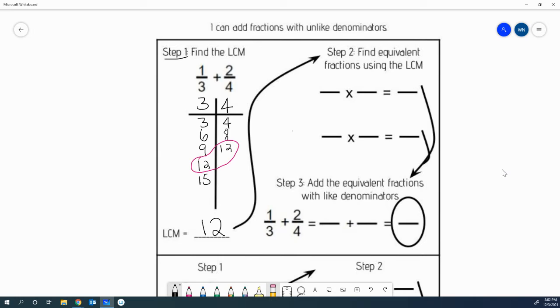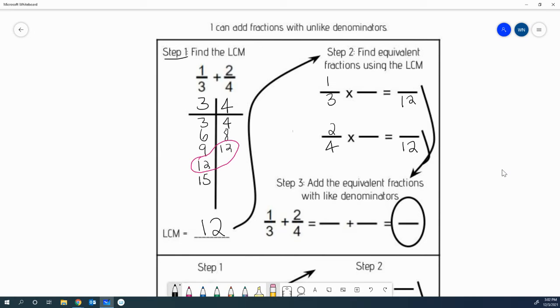Now we're going to find the equivalent fractions using the LCM. We practiced this on Friday, so let's practice it again today. We've got our 1/3 and our 2/4. We want to make sure our denominator becomes our least common multiple, which is 12, so we can have those common denominators. Now let's go ahead and find the equivalent fraction.